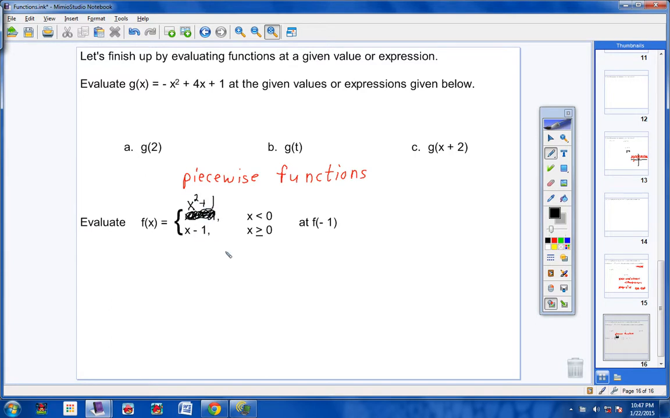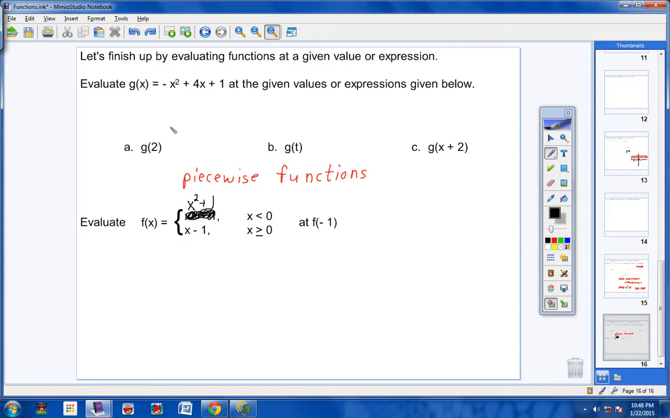Now students, please listen to me. F of x equals this right here, and it equals this. Look students, you cannot put just anything into this x right here. It has to be numbers less than 0. That's what this means right here. X is less than 0. So you cannot put 0 in for x. You cannot put 1 in for x. You cannot put 2 in for x. The only numbers you can put into this piece right here is numbers that are less than 0.